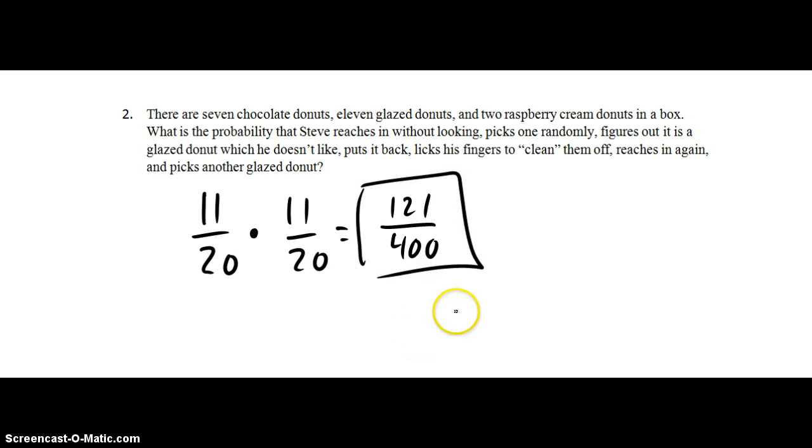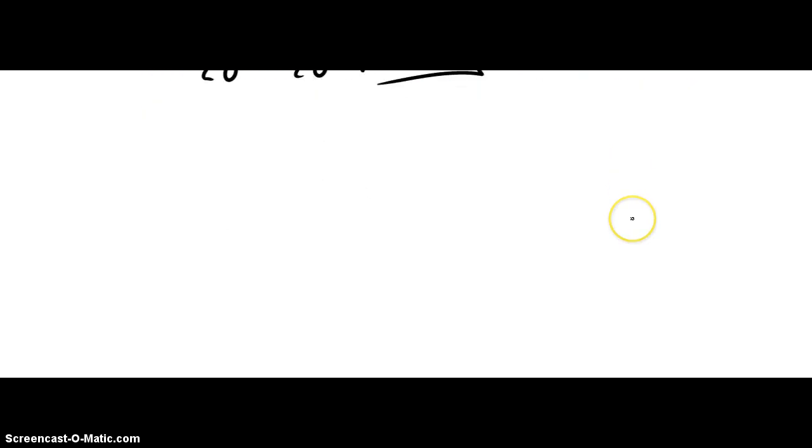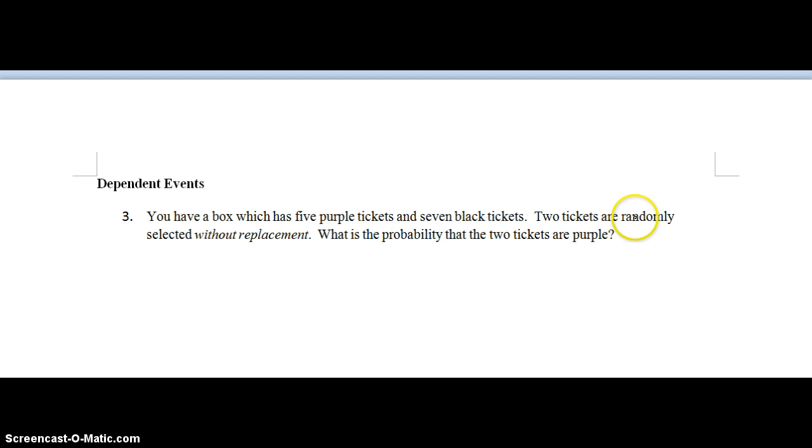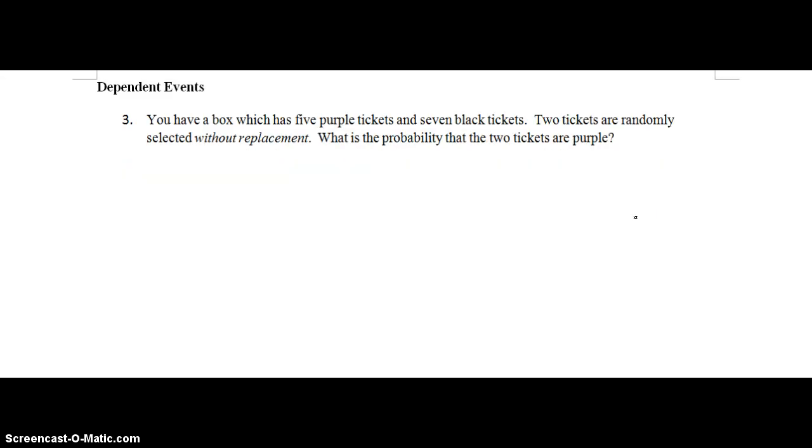Okay? Now, moving on, we talked about independent events. Of course, we're going to talk about dependent events. Okay? This is a situation where there's 2 events and the outcome of one affects the outcome of the other. So in this example, we have a box which has 5 purple tickets and 7 black tickets. 2 tickets are randomly selected without replacement. What's the probability that they're both purple?